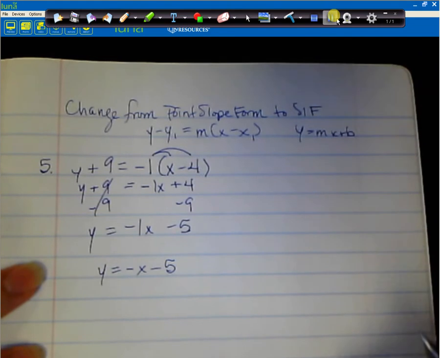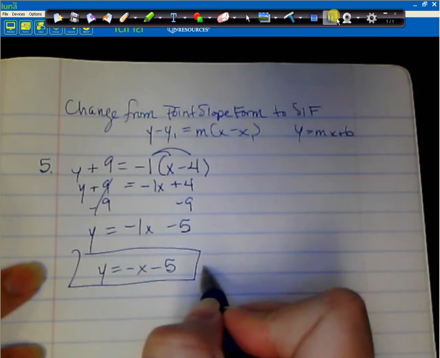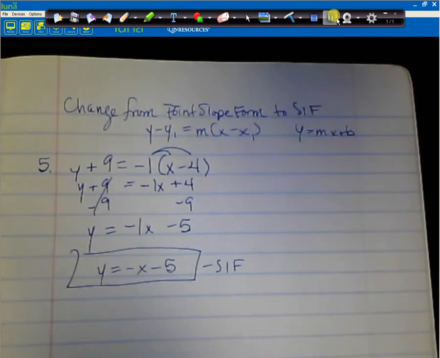Make sure that you have all of that down. You can see here that this is now in slope-intercept form. Y equals mx plus b, so I have completed the objective for the problem.